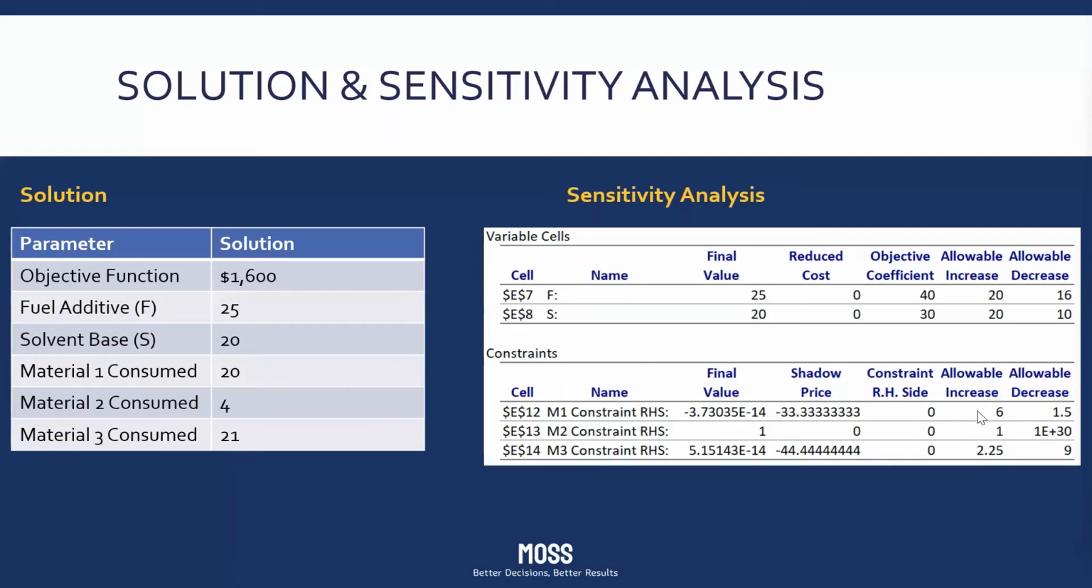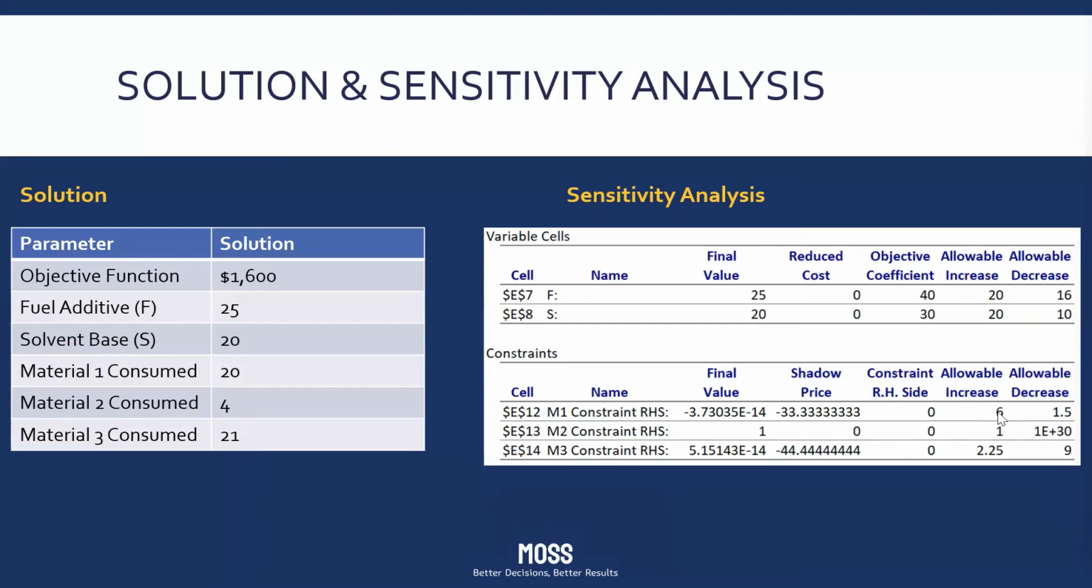But there's also an allowable increase and allowable decrease. So changing that right-hand side constraint, whether it goes up by 6 or down by 1.5, won't affect the information shown here in terms of the shadow price. But if you were to say, I don't know, go up by 8 on material 1, then this shadow price is no longer valid. Similarly for material 3 constraint.